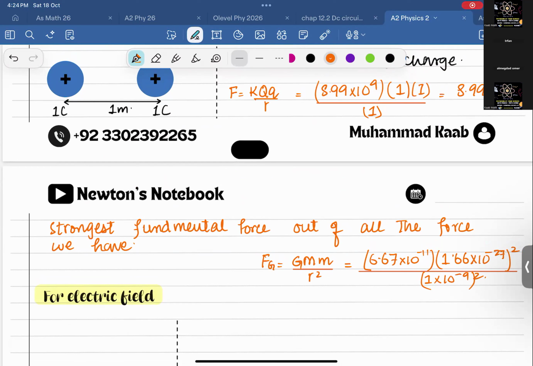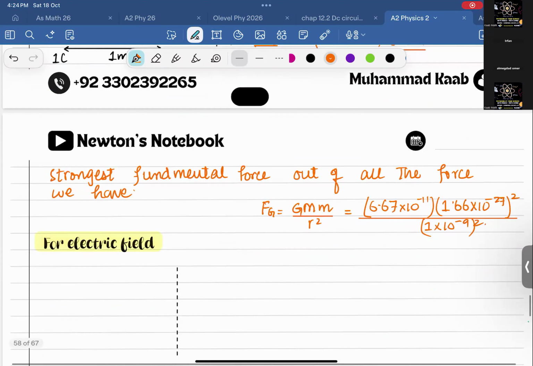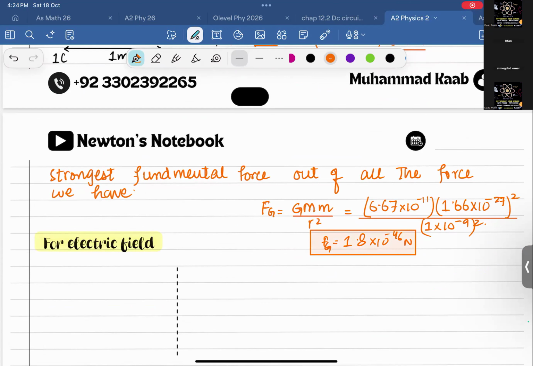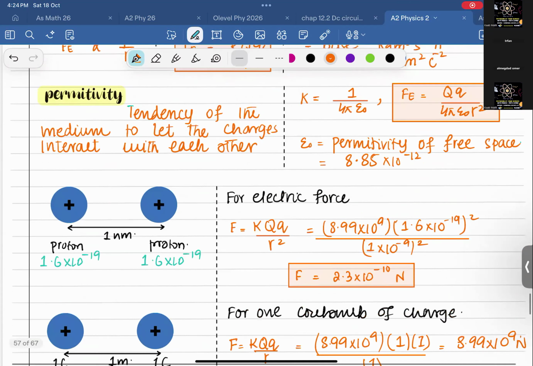Is anyone? Any value, please? 1.8 into 10 to the power minus 46. Okay, so you were saying 1.8 exponent negative 46 Newton for the gravitational force. Right. So if you compare the two values, these are the two values.